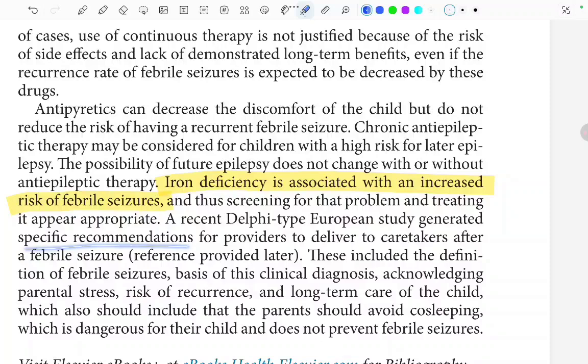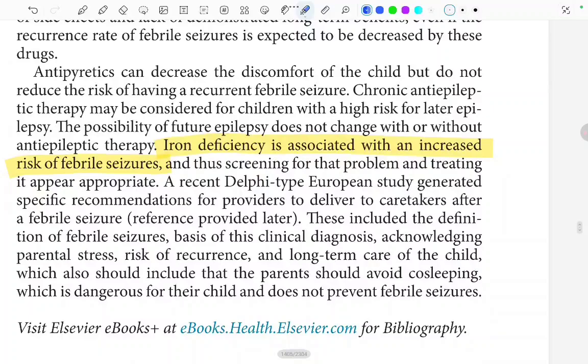A recent Delphi type European study generated specific recommendations for providers to deliver to caretakers after febrile seizure. Reference provided later. These include the definition of the febrile seizure, basis of clinical diagnosis, acknowledging parental stress, risk of recurrence, and long-term care of the child, which should also include that parents should avoid co-sleeping, which is dangerous for the child and does not prevent febrile seizures. So this happened in Europe, not in India. Okay.